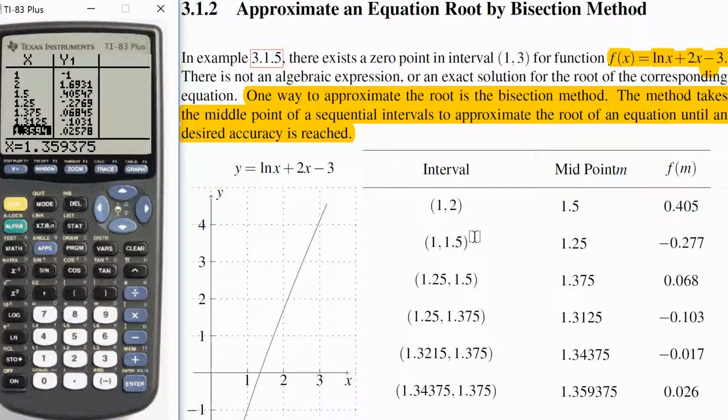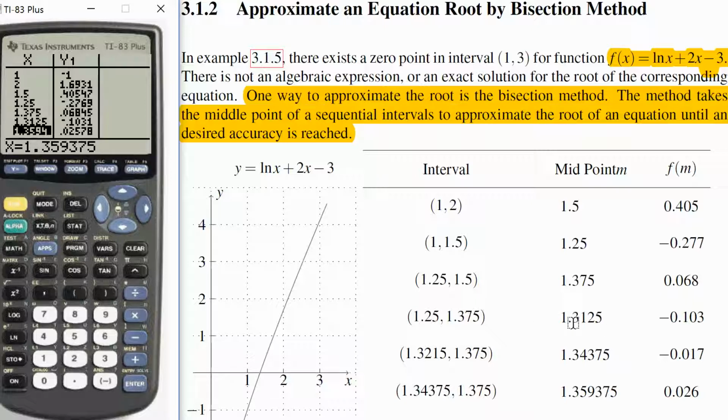This is the sequential interval. One is inside the other. The following one is inside this one. This interval is inside this interval. The following interval is in the interval above. You choose the average of the boundary points, plug in, then determine where you should choose this interval.